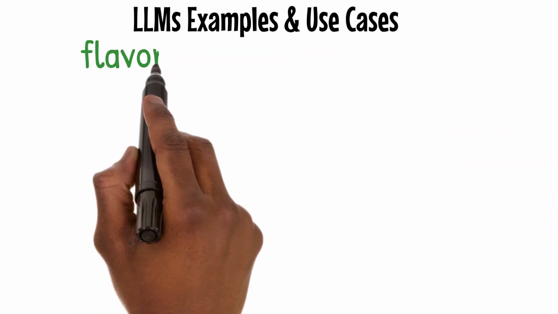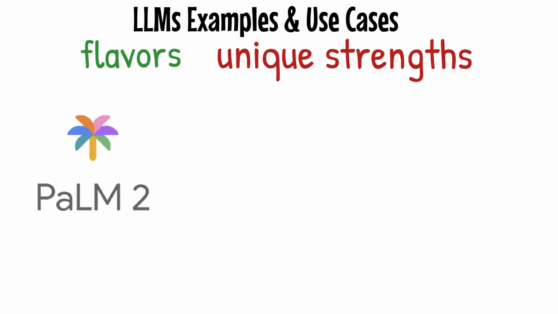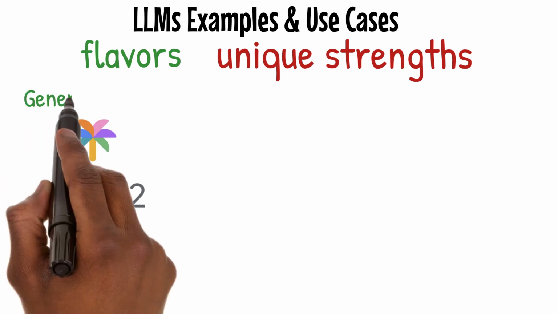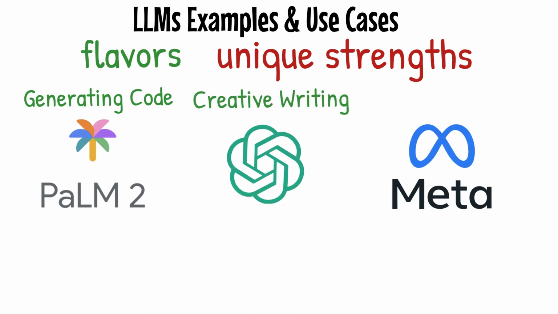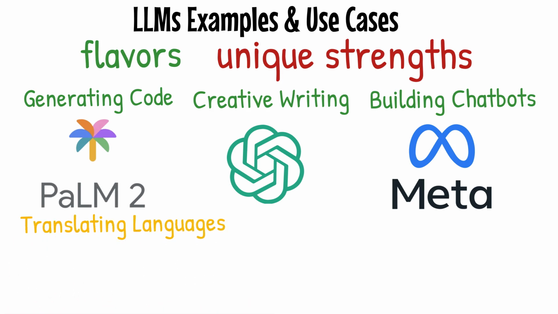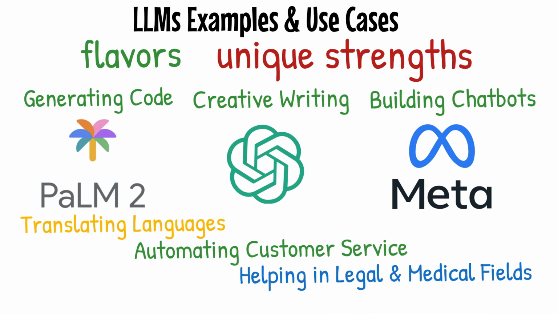Large language models come in a variety of flavors, each with their own unique strengths. For example, Google's PaLM is great at understanding and generating code, while OpenAI's GPT-3 is a master of creative writing, and Meta AI's Blender is good at building chatbots for virtual assistants. These are just a few examples. LLMs are also used for translating languages, automating customer service, and even helping in legal and medical fields.